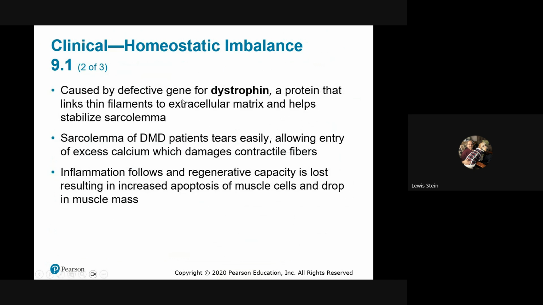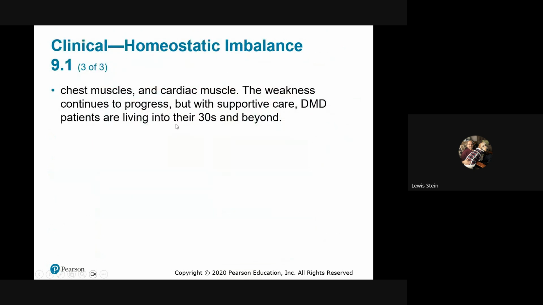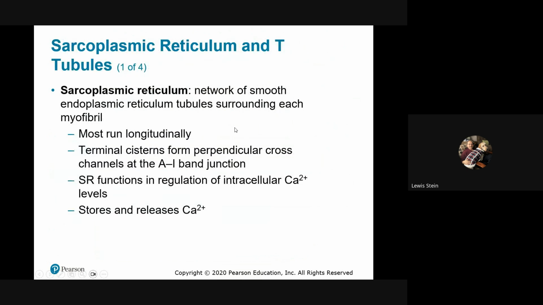So this is the defective gene called dystrophin, and it tells you what it does, and the sarcolemma tears, inflammation, regenerative capacity is lost, and so on. And there's a picture, and they're just telling you all those things. I made this side note to the other classes, so I'll make it to you.